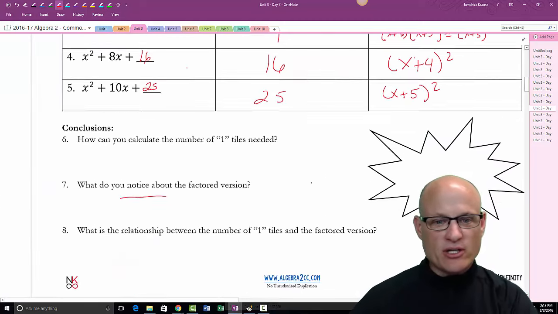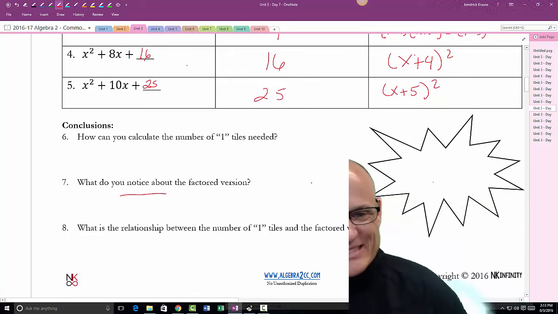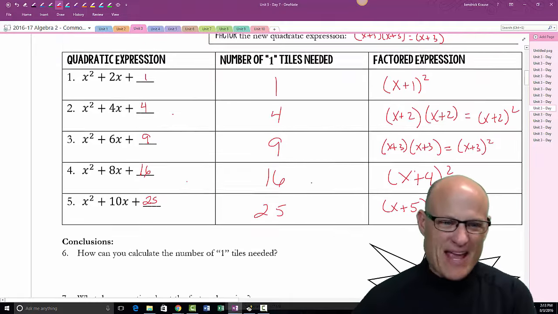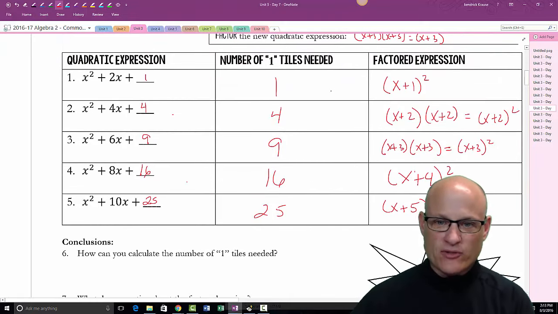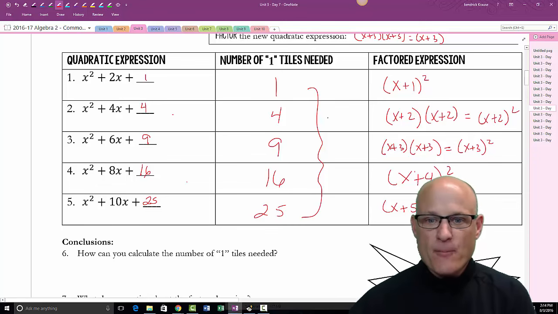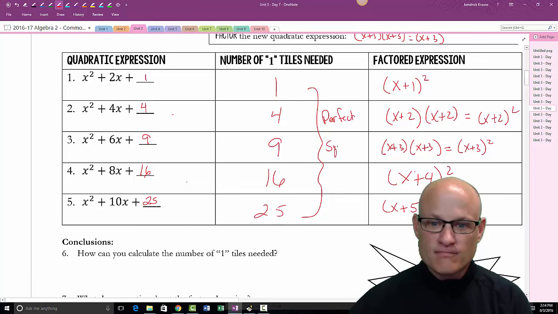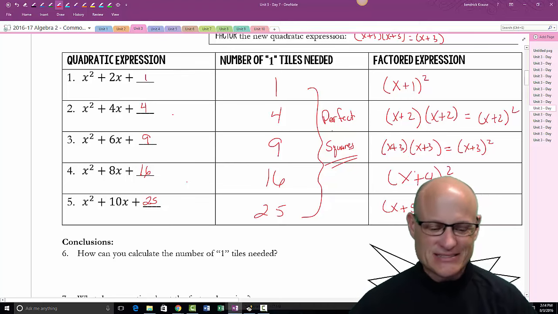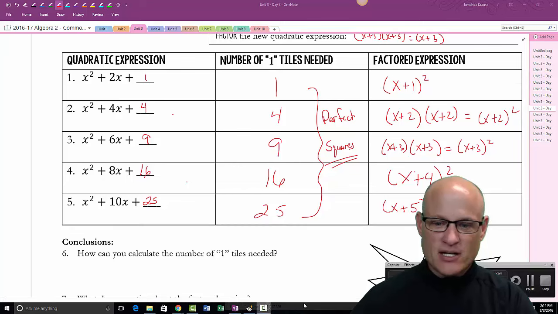So can you calculate the number of single tiles? How can you calculate the number of single tiles? Do you see a pattern of where these numbers are? First of all, do you recognize what kind of numbers these are? These are perfect squares. Correct? Perfect squares. How am I getting these numbers? Anybody see it? Anybody at all?